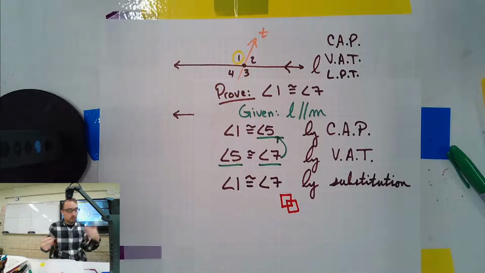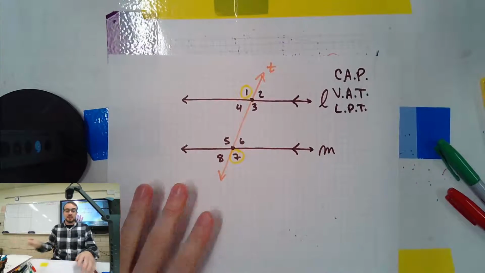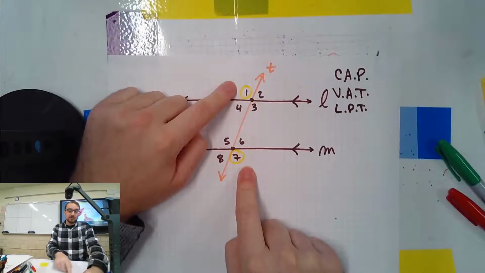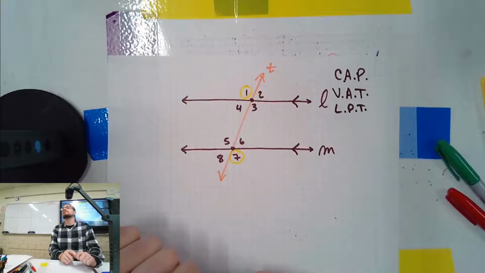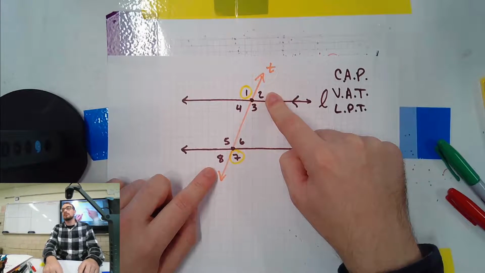All right, so we're done. We proved 1 is congruent to 7. Yay! What does this mean? That means any set of alternate exterior angles, like 1 and 7 or 2 and 8, are going to be congruent. It's a fact. Because by the same logic, 2 should be congruent to 8.